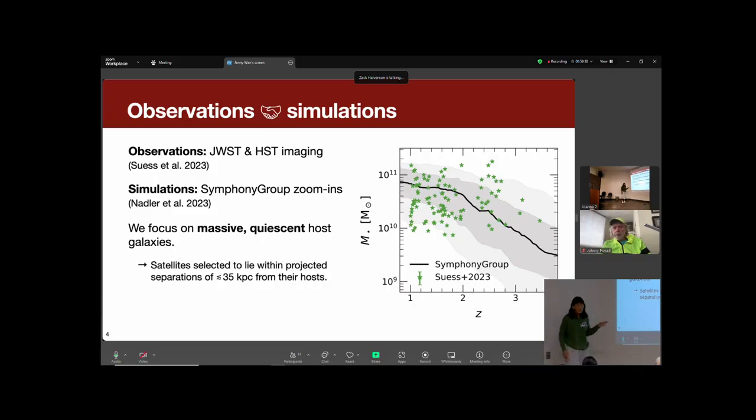The simulations we use are Symphony Group, which is a suite of dark matter-only zoom-in simulations looking at host halos at about the 10^13 solar mass virial mass range. In this work, we focus on massive quiescent host galaxies and their satellite systems, and the plot on this slide is just showing you the stellar masses and redshifts of the observed hosts in green and our simulated hosts.